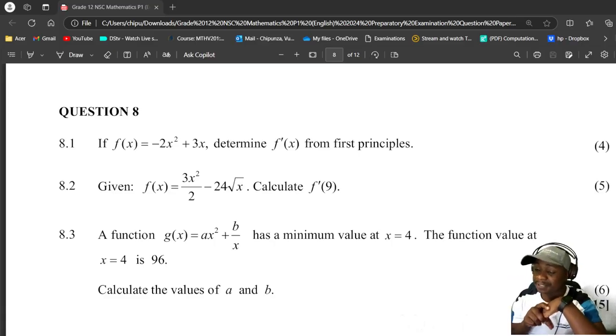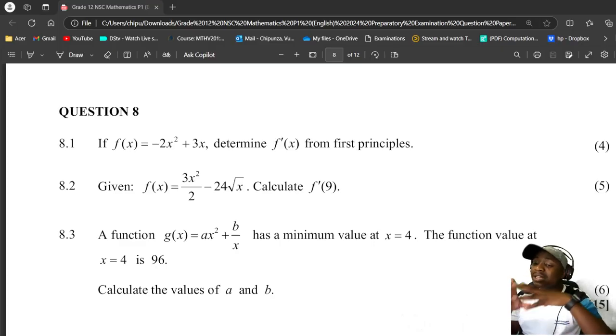We are now ready to prepare for the final exams, which are about to start. So today we'll be looking at the Gauteng paper and we're going to focus more on the calculus questions, since other people have already requested in the WhatsApp group that we start with calculus.